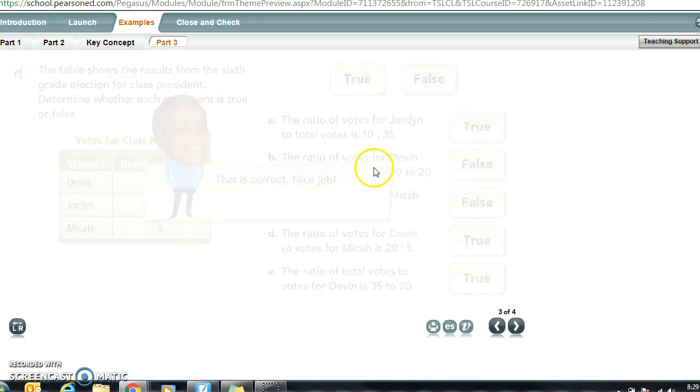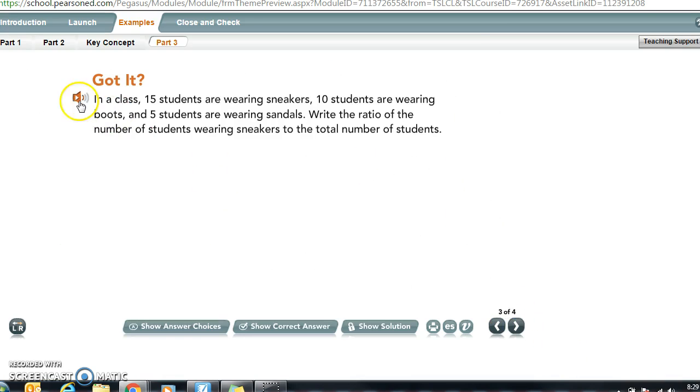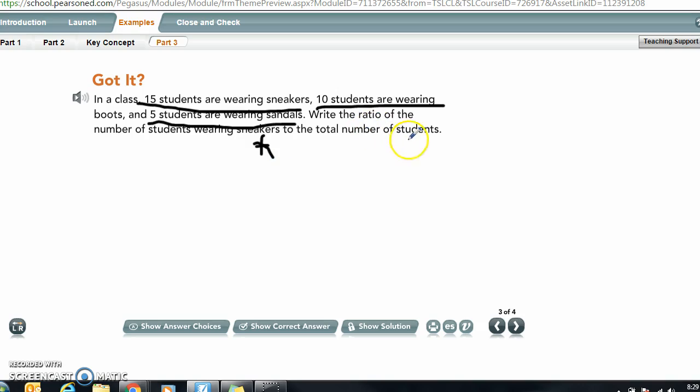All right, on to our next slide. In a class, 15 students are wearing sneakers, 10 students are wearing boots, and 5 students are wearing sandals. Write the ratio of the number of students wearing sneakers to the total number of students. Okay, so how many students are wearing sneakers is the first thing you need to know. And write that number here. And then they want us to compare it to the total number of students.